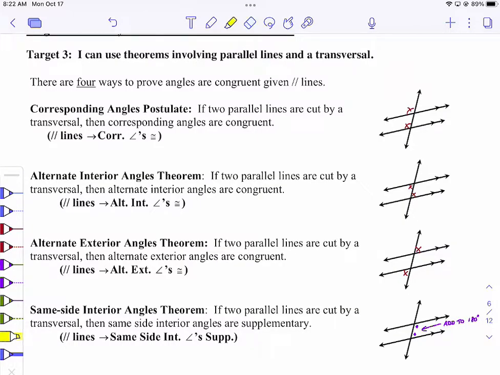Remember that we started talking about parallel lines, and everything we talk about here is dependent on the lines being parallel. So when we talk about corresponding angles being congruent, alternate angles congruent, alternate exterior angles congruent, same side interior being supplementary, none of those are true if the lines aren't parallel. All of this depends on these parallel lines.